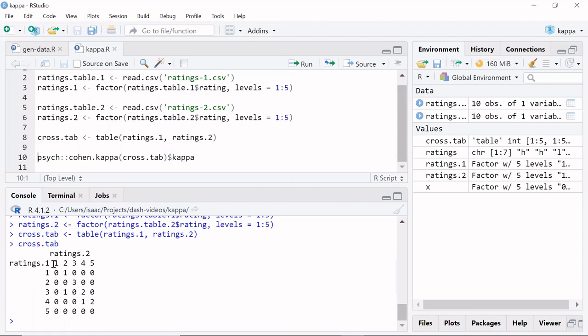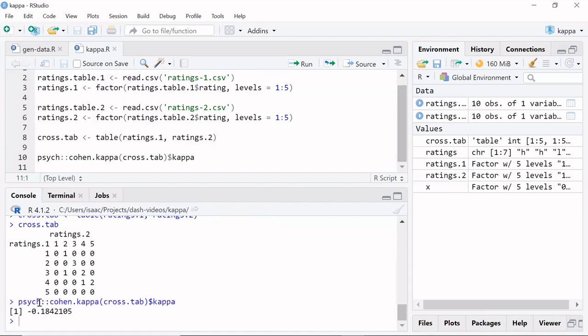And now we can see that even though the second judge never used the number 1, and the first judge never used the number 5, those rows and columns still appear. And now we can see that the agreement is actually quite poor. In fact, when we compute kappa, we can see that it's negative, which means agreement worse than chance.